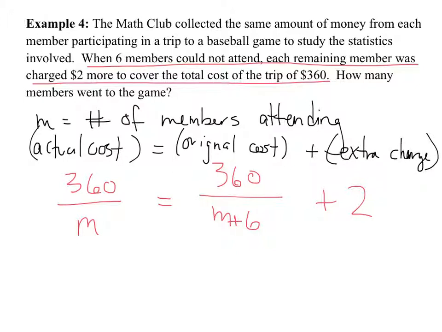And make sense of it. Okay, the original cost, let's say you're going on a field trip, the original cost is $8 per person. And suddenly it's $2 more. You just do 8 plus 2 to give the actual cost of $10. Okay, so the actual cost is $360 divided by how many people actually end up going. The original cost is $360 divided by not the amount they end up going, but that amount plus 6 that were originally going to go, plus the $2 that you're going to have to pay as a surcharge.